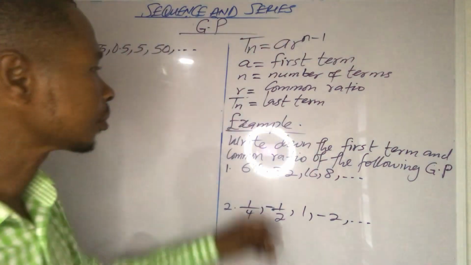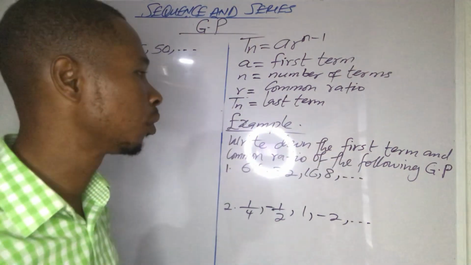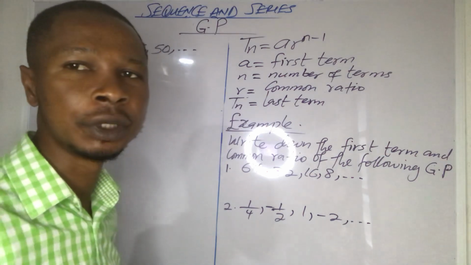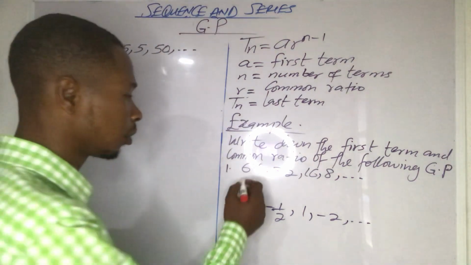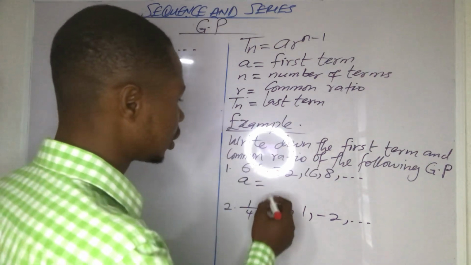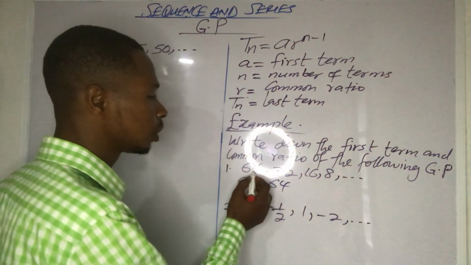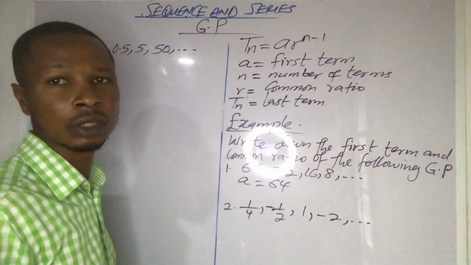Take for example, write down the first term and the common ratio of the following GP. The first term is the one that comes first. So A, in this case, will be 64, which is the one that comes first in the sequence.